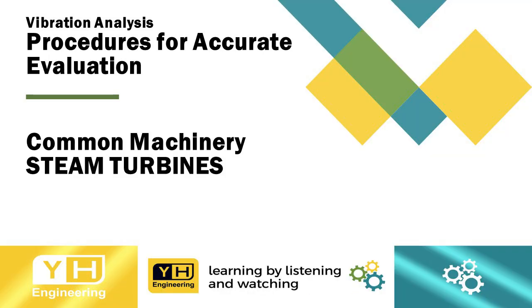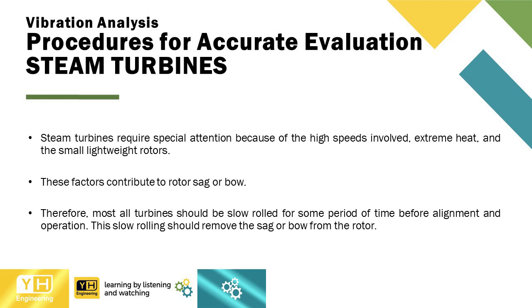Vibration analysis. Procedures for accurate evaluation. Common machinery. Steam turbines. Steam turbines require special attention because of the high speeds involved, extreme heat, and the small lightweight rotors. These factors contribute to rotor sag or bow. Therefore, almost all turbines should be slow-rolled for some period of time before alignment and operation. This slow rolling should remove the sag or bow from the rotor.